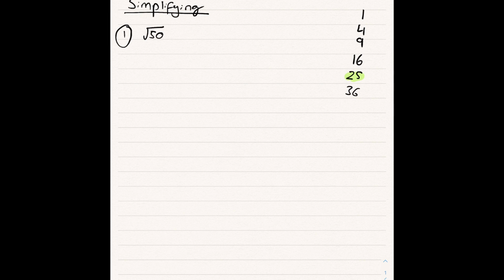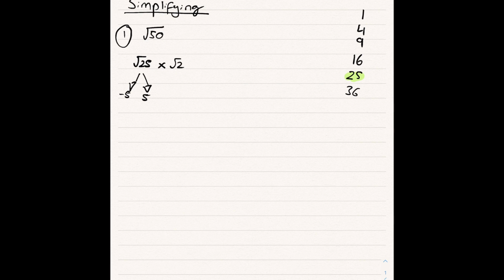In this case, we have 25 and 2. So let's split up root 50 by doing root 25 times root 2. From here, how can we square root both numbers? Now we can square root 25 and it will give us both negative 5 and positive 5. However, because of how surds are in GCSE, we won't focus on negative numbers. So we're just going to focus on the positive, which is 5.